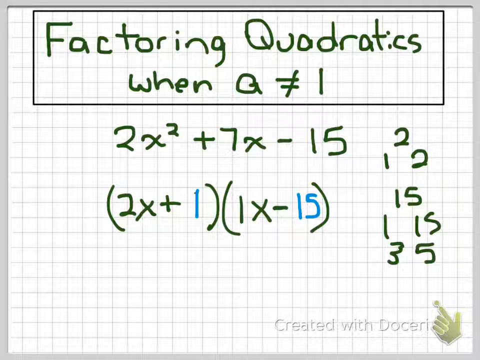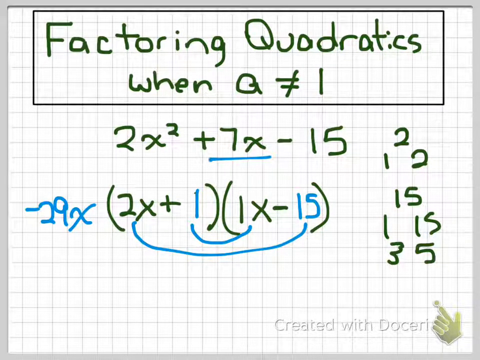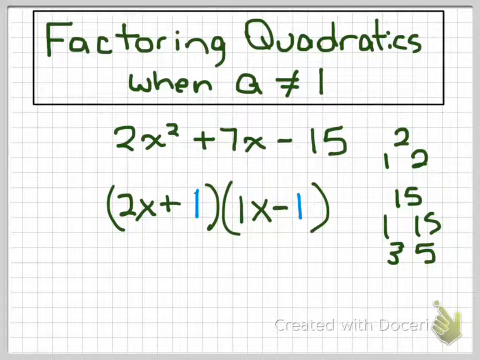When I do that, I get 1 times 1x and negative 15 times 2x. That gives me a negative 29x. Certainly not the 7x we're looking for. So that's going to go away. Then, before I leave the 1 and 15, I'm going to switch them. And I'm going to put the 15 in with the 2x, and I'm going to put the 1 over here.